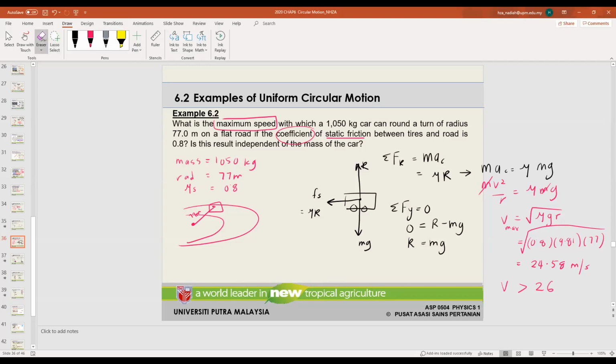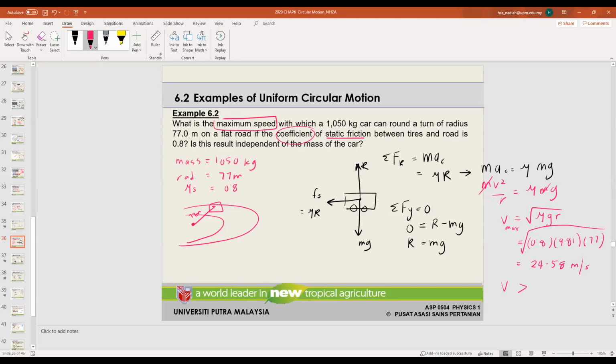Like thrown outward, R increases. R increases. No, actually we are on the ground, we are not thrown out at all. What happens to the... okay, look at this equation. If your V max increases, what changes in this equation?